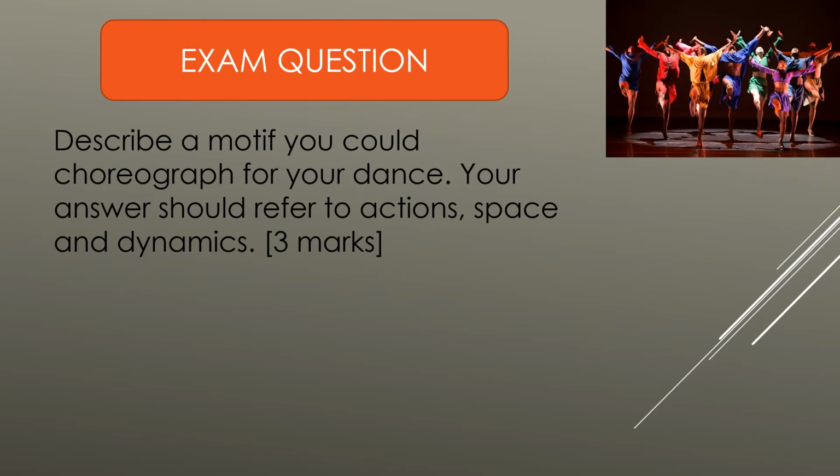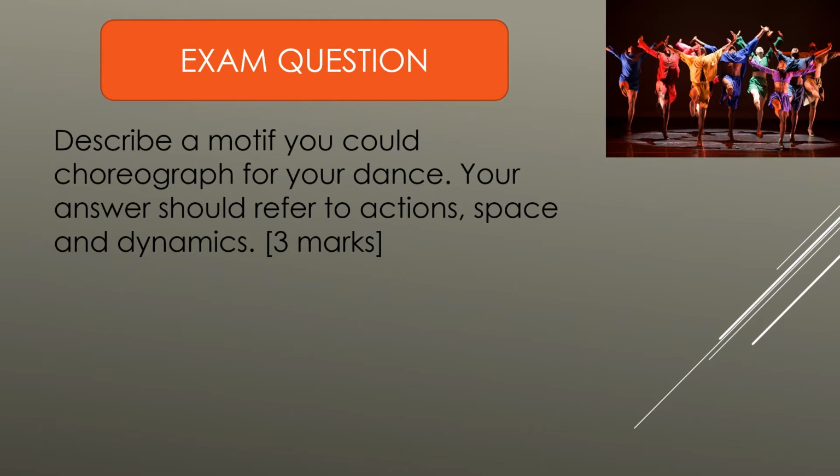So, exam question number 1. This question is very common in the GCSE dance paper, so we're going to tackle it again. I know that if you've watched Writing About Dance lesson 1, you would have already done this question, but we're going to have a look again and do another practice. So, describe a motif you could choreograph for your dance. Your answer should refer to actions, space, and dynamics.